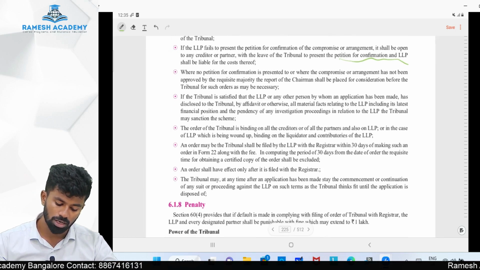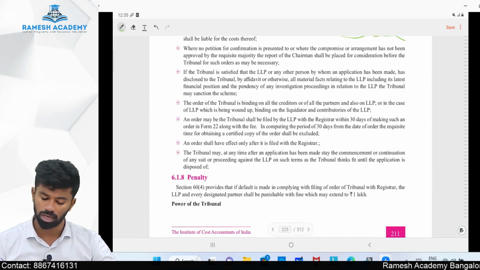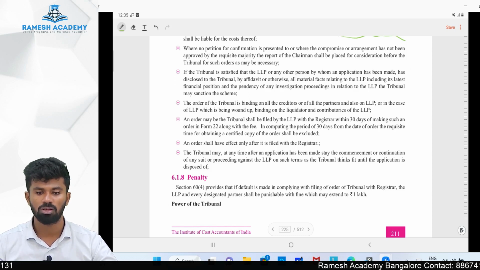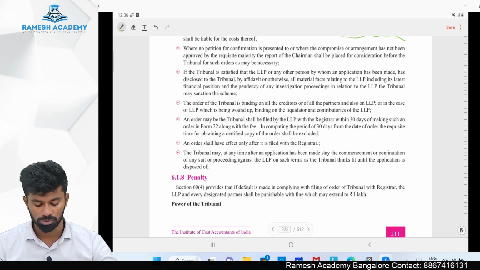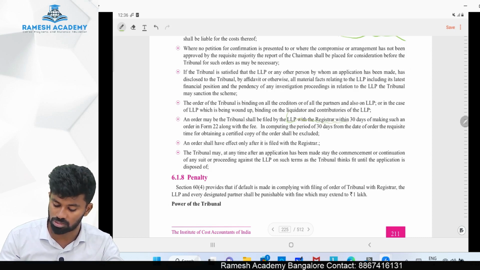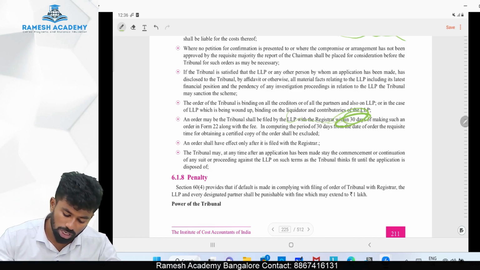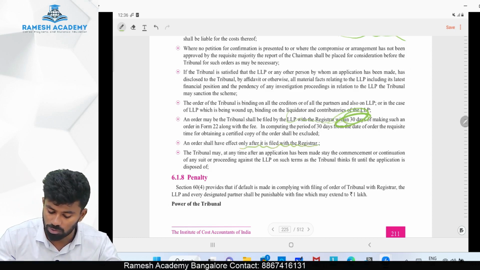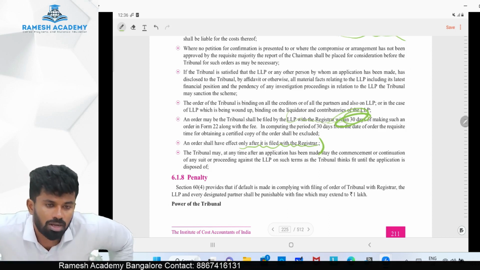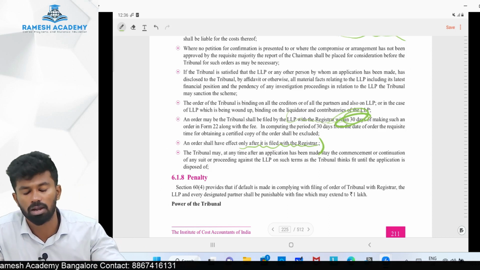The order of the tribunal is binding on all the creditors or partners and also on the LLP; in the case of an LLP which is being wound up, it is binding on the liquidator as well as the contributories. An order of the tribunal shall be filed by the LLP with the registrar in the form within how many days? 30 days. An order shall have effect only after it is filed with whom? Filed with the registrar.